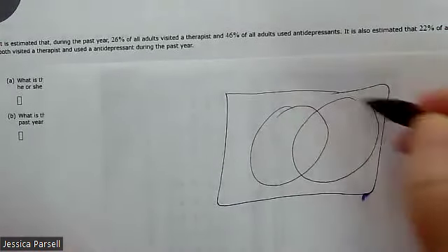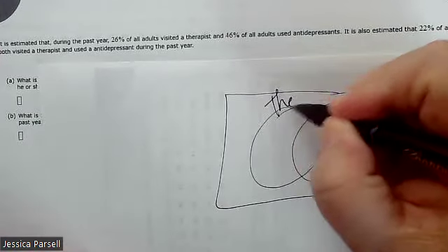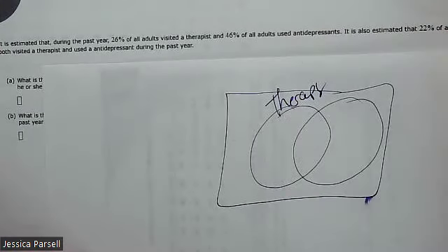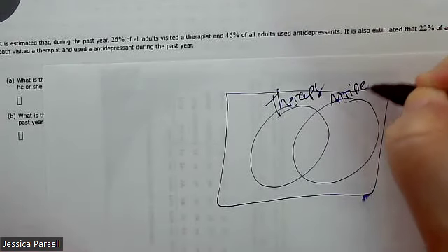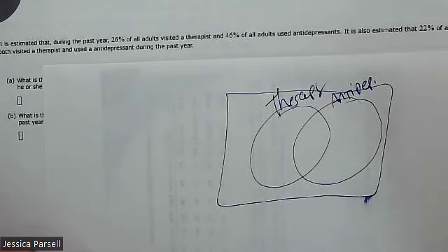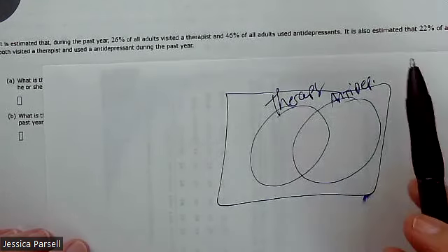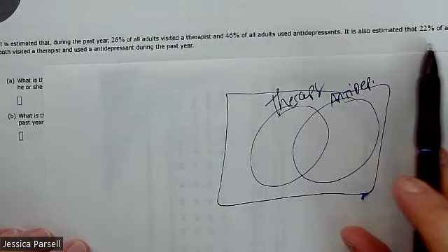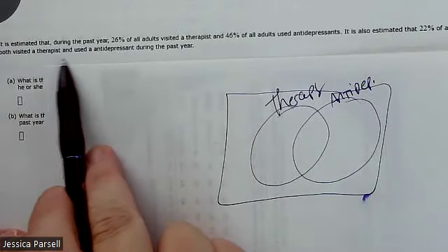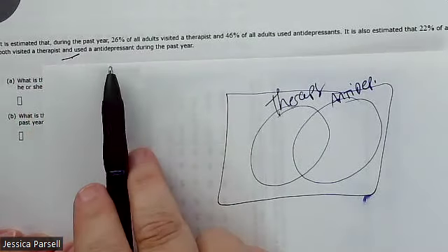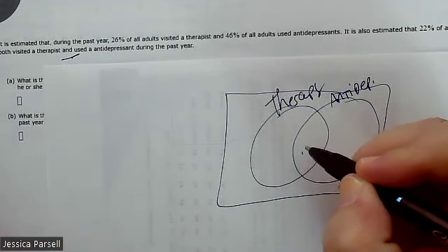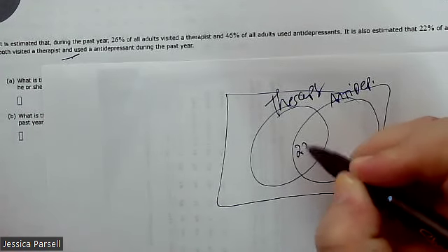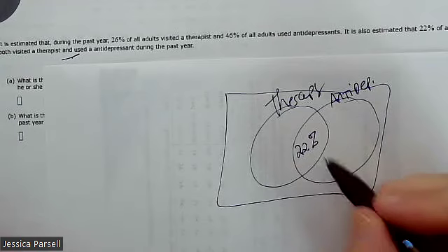All right, so we got two things going on. We got people going to therapy, and then people needing antidepressants. Okay, so here's how I would create this. When it says it's estimated that 22% of all adults both visited a therapist and use an antidepressant, we know that "and" means the overlap, or what's in common. So we're going to put that 22% here. So that's the "and" part right there.